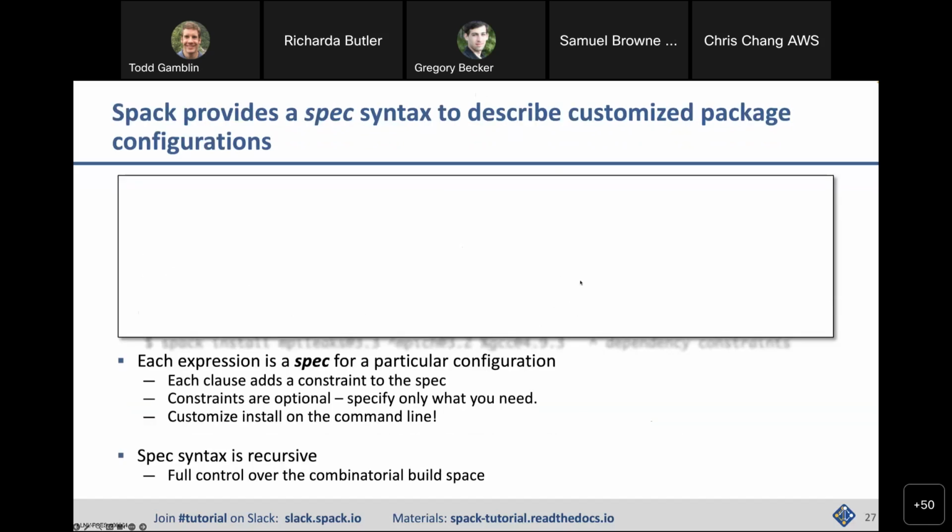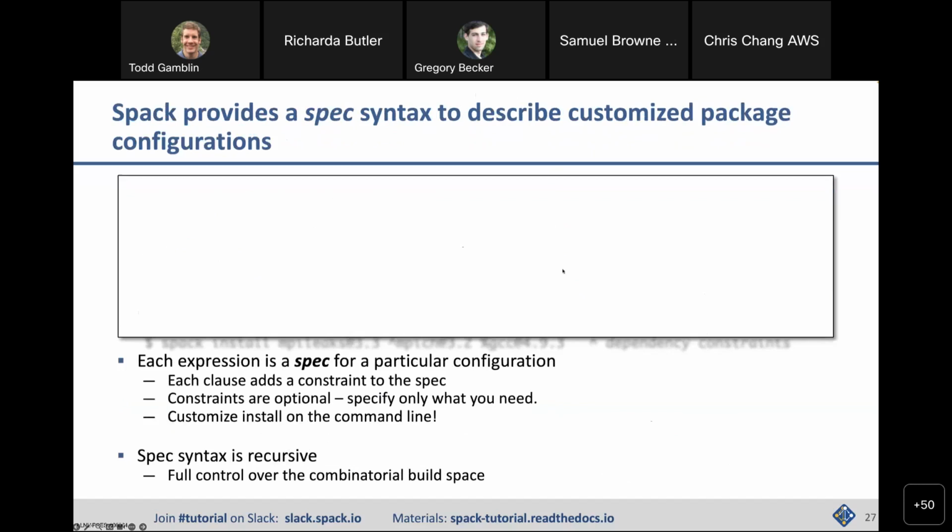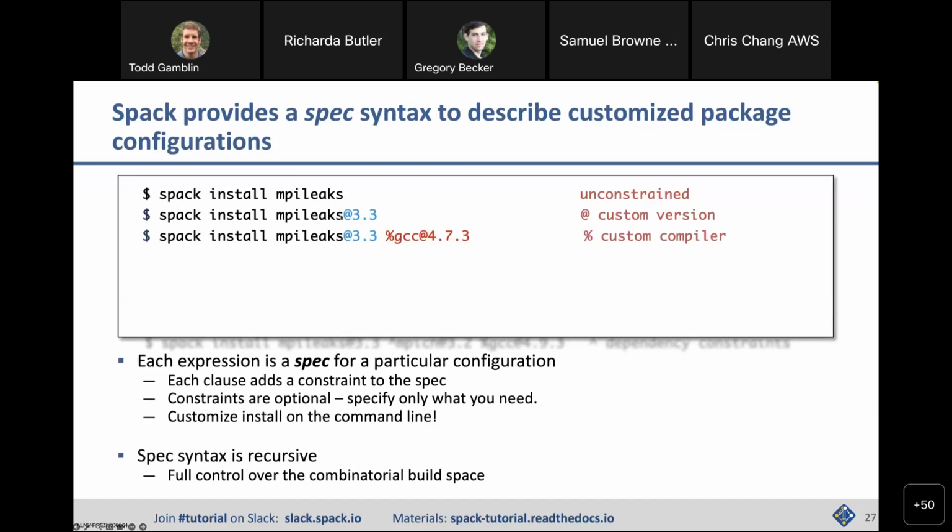Okay, so you saw the spec syntax, and we got a lot of really good questions in chat about this. The spec syntax describes custom package configurations, and this is one of the 3 core pieces of Spack. If you say spack install mpileaks, that says get me mpileaks, but I don't care how it's built. Just get me a version of it that runs, and so we call that unconstrained. If you say spack install mpileaks at version 3.3, then that says I want that specific version. I can control that. If you want it built with a particular compiler, you use the % sigil like Richard has showed. You can put options on.